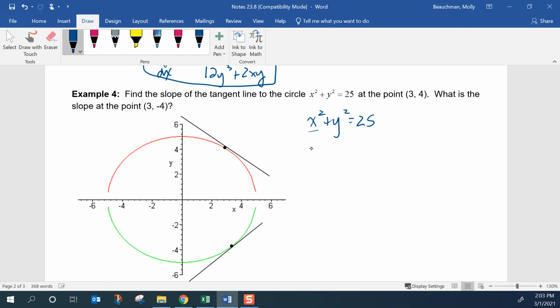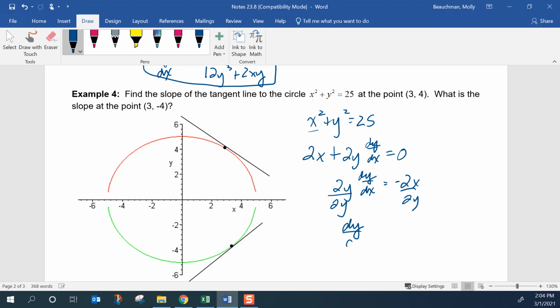The derivative of x squared is 2x, plus the derivative of y squared is 2y times dy/dx, using the chain rule, is equal to the derivative of 25, which is 0. Now solve your equation for dy/dx. Subtract 2x from both sides. We get 2y dy/dx is equal to negative 2x. Divide both sides by 2y. We end up with the derivative dy/dx is equal to negative x over y.